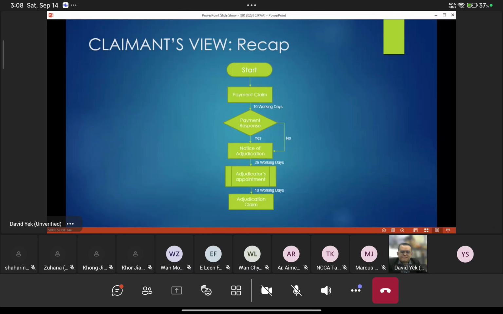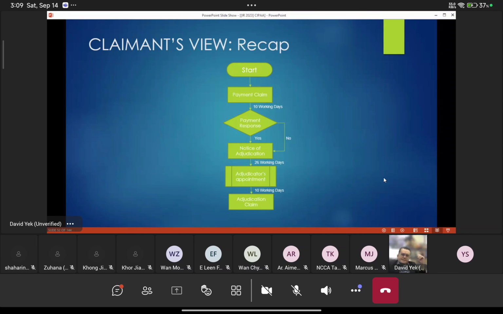Now, let's recap. From the start of this discussion, we have discussed the meaning of payment claim. Ten working days thereafter, they are supposed to give a payment response. Do they give? If yes, and you are still not satisfied, you submit your notice of adjudication. If they don't give the payment response, that means they disputed everything. Then you have 26 working days for the adjudicator's appointment. After that, another 10 working days to submit your adjudication claim. So this is the recap of what we have just discussed as a claimant.